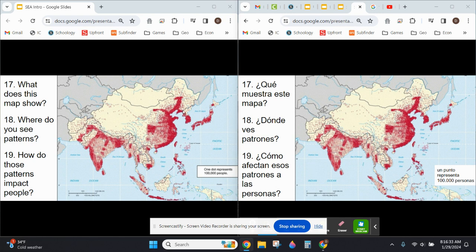Last, we got a map where each dot shows 100,000 people. So do the what, where, why for this map.